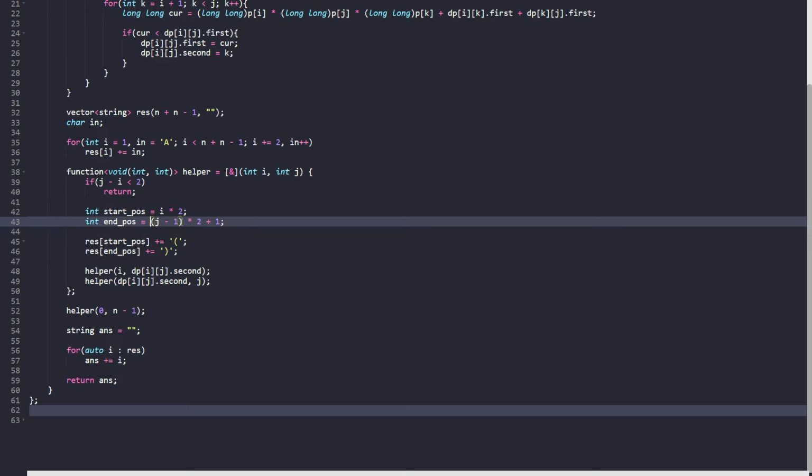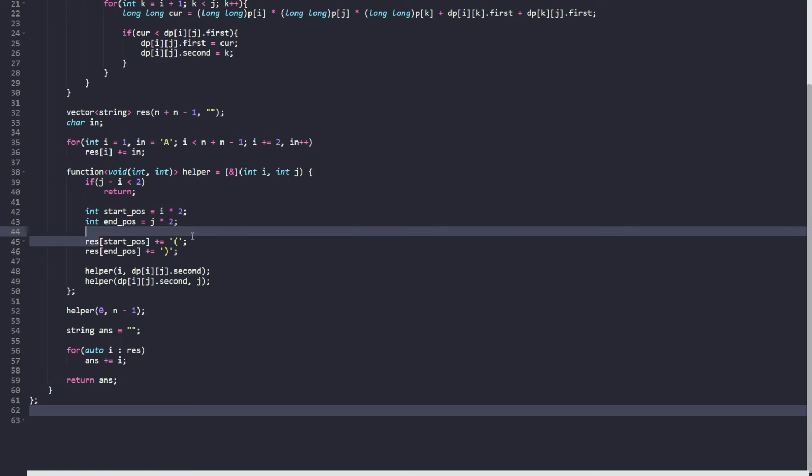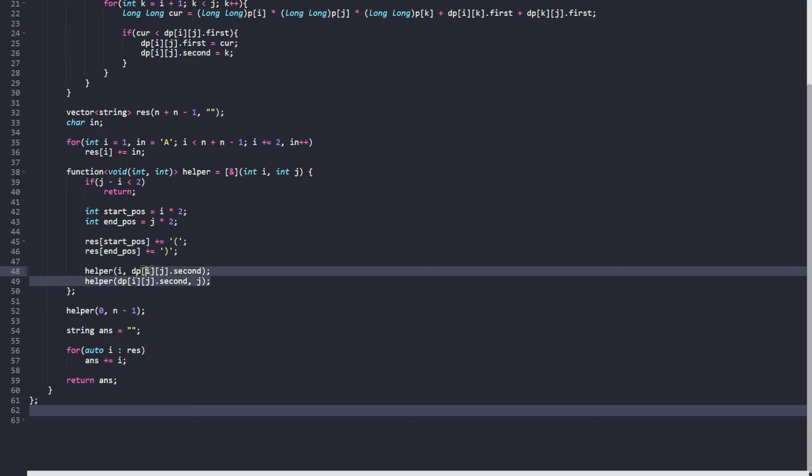I can just remove all of this and just write j into 2 as well. I believe it should work. So I into 2 is the starting position and j into 2 is the ending position. I put an opening bracket at the starting position and a closing bracket at the ending position. Now I just call my helper of I comma dp of ij second, and dp of ij second comma j, helper on the second part. So you see I'm just trying to simulate the whole process. I'm putting brackets and calling the helper function on those two different halves.